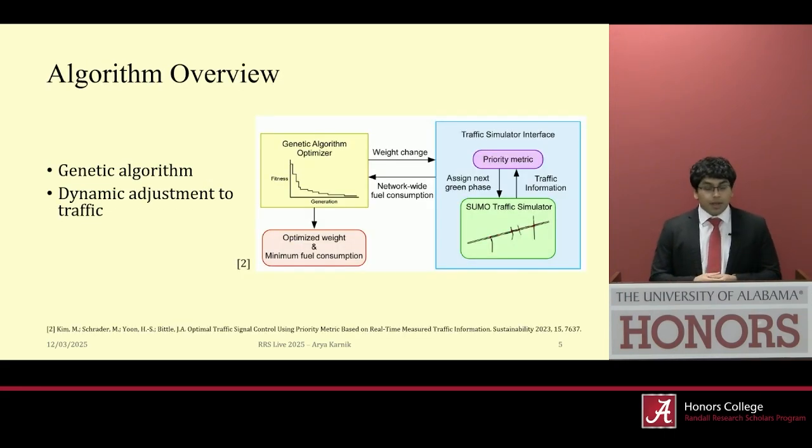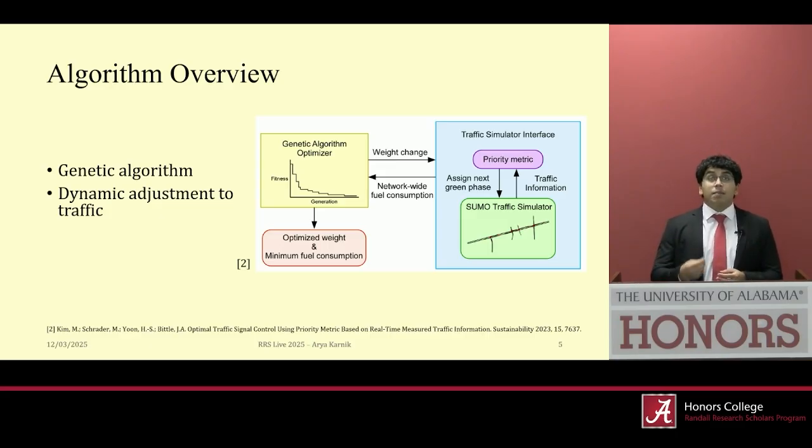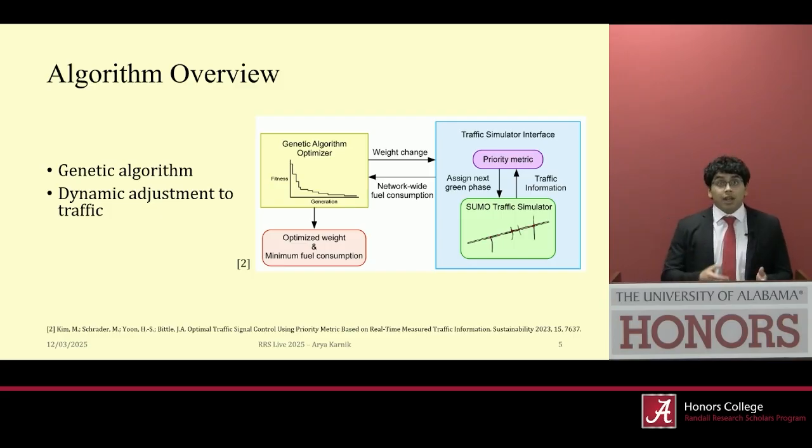So it's a genetic algorithm. This graph on the screen here is actually what we did in simulation, right? So we have a genetic algorithm that's optimizing these various different parameters to understand how we can best save fuel at a network point. So when we look at the traffic simulator interface itself, we're basically assigning the next green phase based upon the dynamically changing traffic at that intersection point.